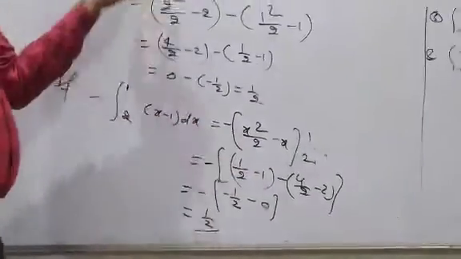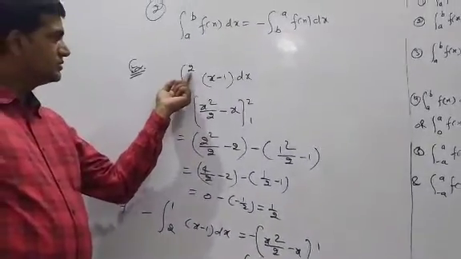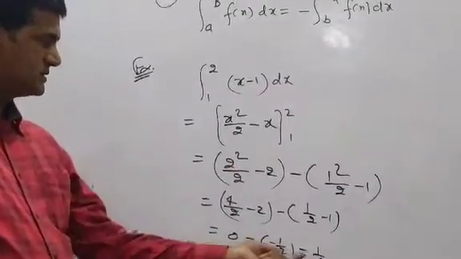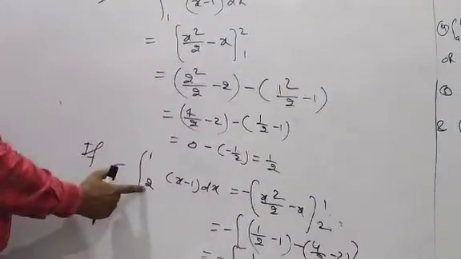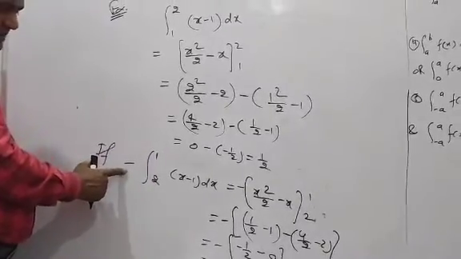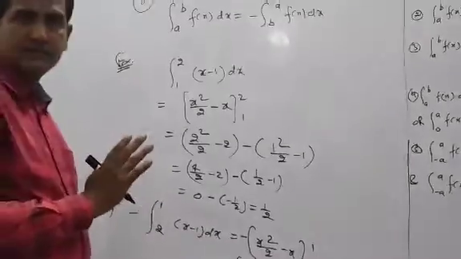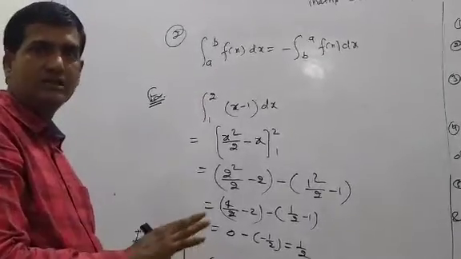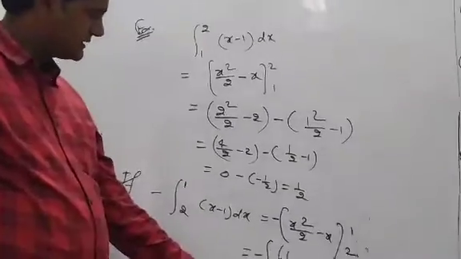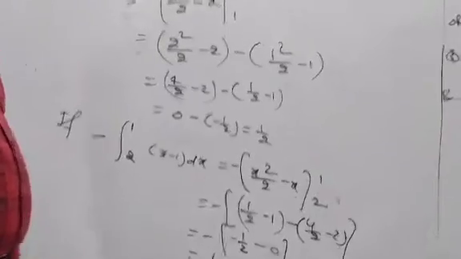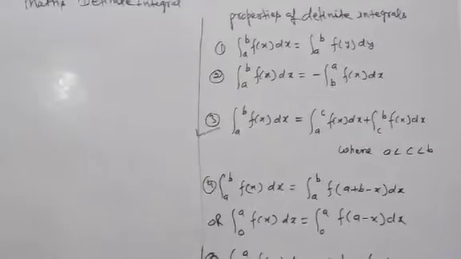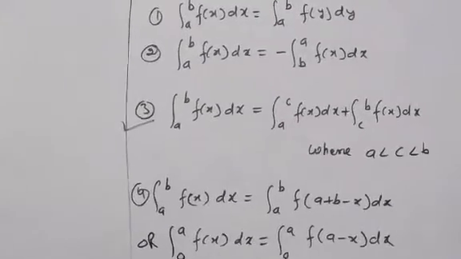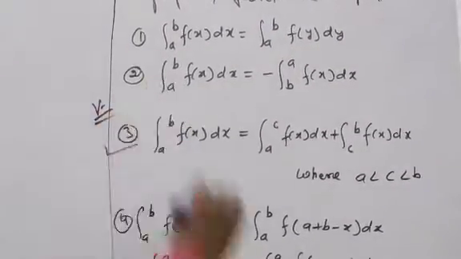Now you can see here, integral 1 to 2 of (x minus 1) dx is 1 by 2, and when we change the limits, from lower to upper here and from upper to lower there, the sign will be changed. When we change the sign, then the answer remains the same. No change in the answer. Understood? Then here the same answer, 1 by 2. Clear? Okay, good. Now see property number 3. This is very, very important. Clear?